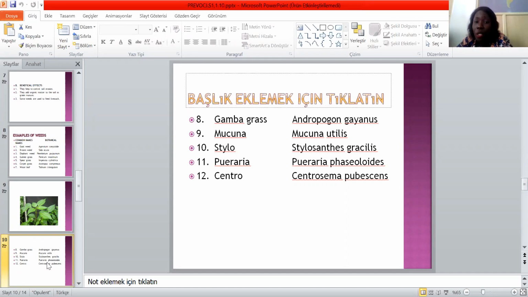Then the first example of leguminous weed is mucuna. That's the common name or the English name, while the botanical name is called Mucuna utilis. The second one is tilo. Botanical name is Stylosanthes gracilis. Number 3, which is 11 here, Pueraria. The botanical name is Pueraria phaseoloides. And the last example, Centro, which is called Centrosema pubescens.